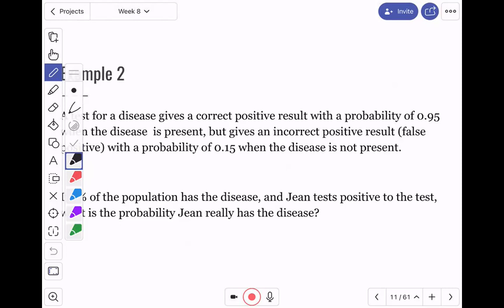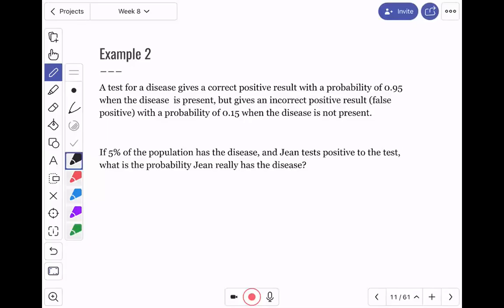And I'll give you a few minutes to actually try this one yourselves, all right? So go ahead and try to make a tree and try to create the table. And I'll jump into this.